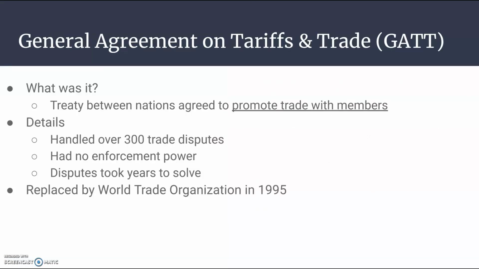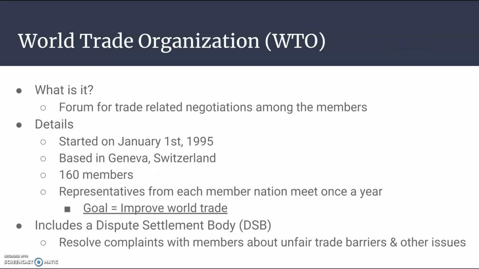General Agreement on Tariffs and Trade. What is it? It's a treaty between nations agreed to promote trade within members. They've handled over 300 trade disputes, but they had no enforcement power, so the disputes took a long time to resolve. So it was replaced by the World Trade Organization in 1995.